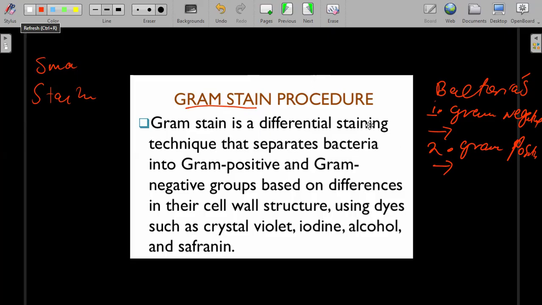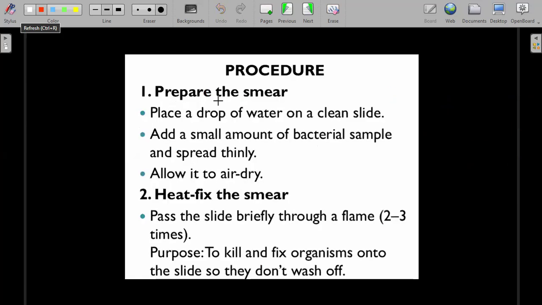Okay, what do we do to perform gram stain? This you usually do as an experiment. You go in the lab. So the procedure you follow is this one. The first one, you prepare a smear. Okay, so what is a smear? Anyone to help us define what a smear is?